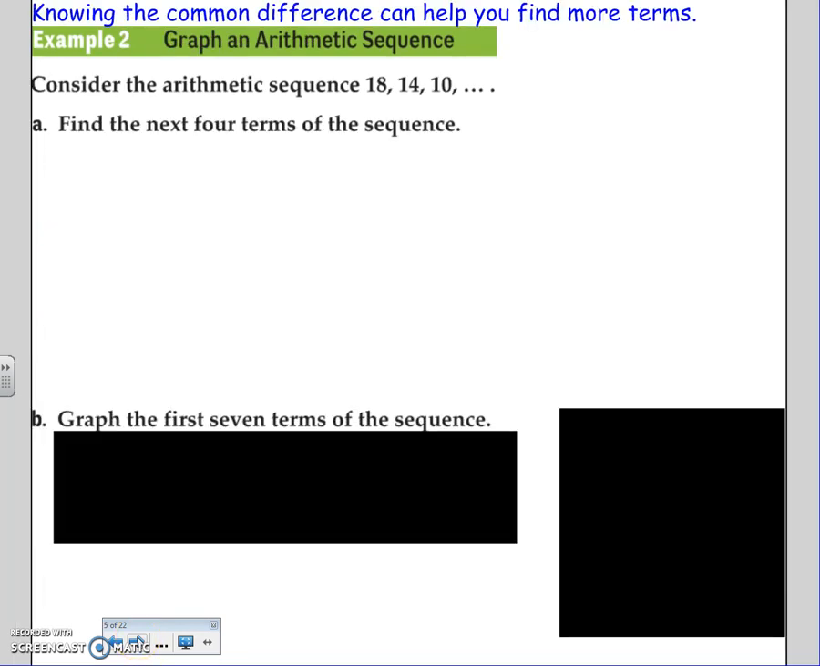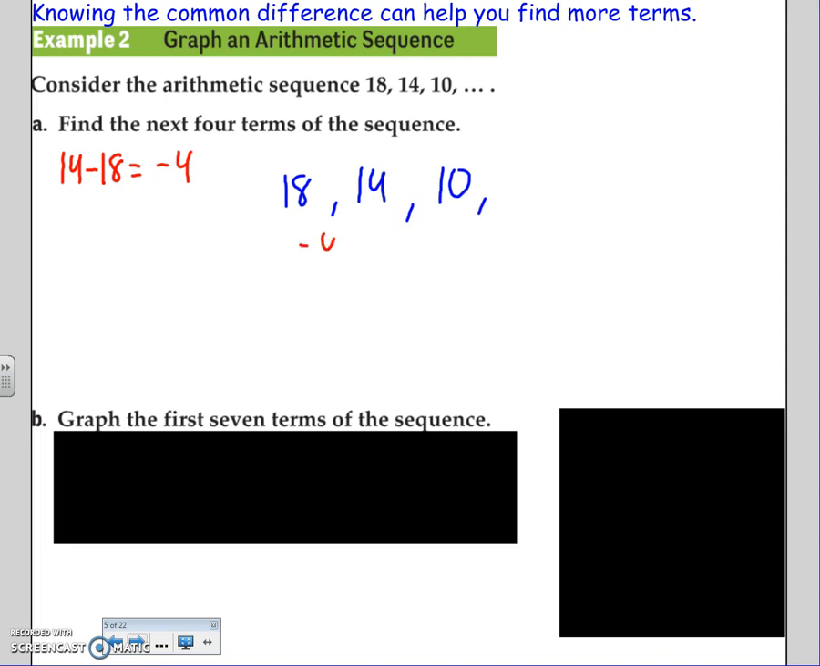So once you know the common difference, you can find more terms if it's continuous. So consider the sequence 18, 14, 10. Find the next 4 terms. First we have to find the common difference. So 14 minus 18 is negative 4. So we're subtracting 4. That should be pretty obvious. So I have 18, then it went to 14 because they subtracted 4, then it went to 10. Now to find the next 4, I'll write this.